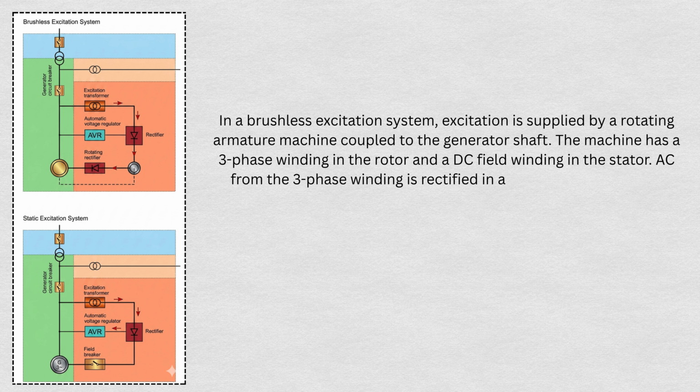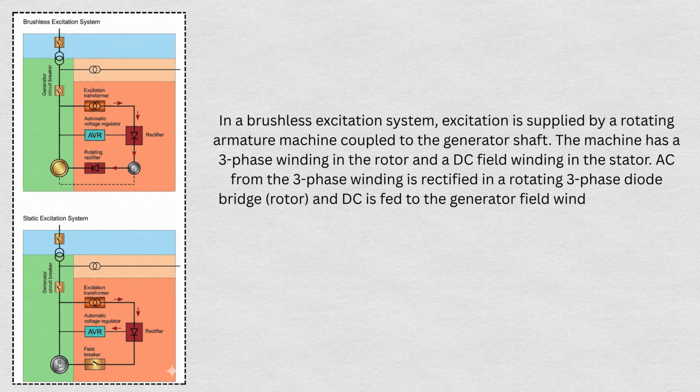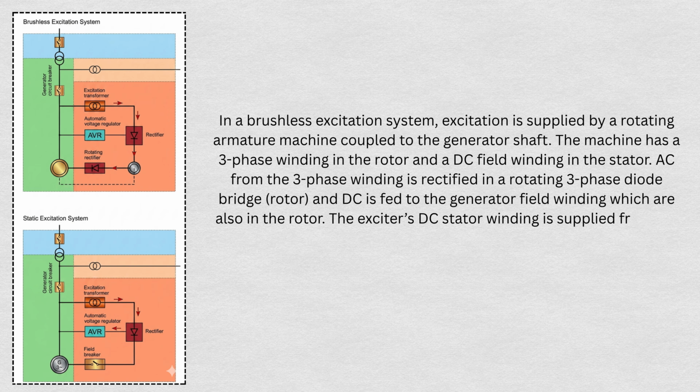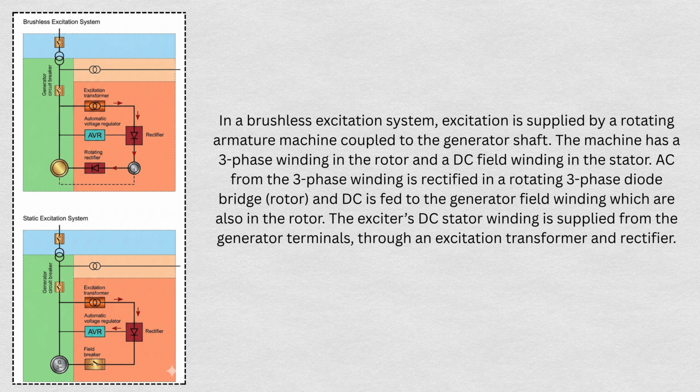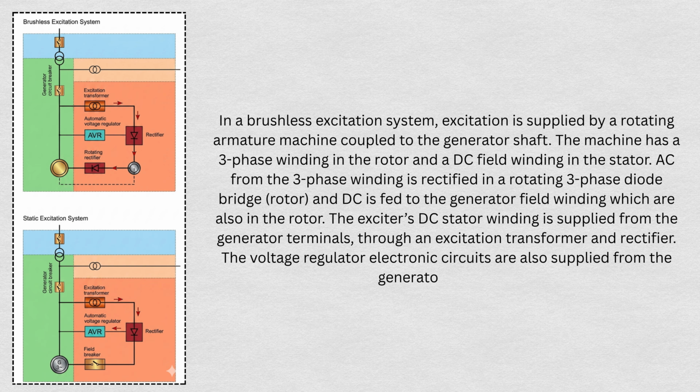AC from the three-phase winding is rectified in a rotating three-phase diode bridge, rotor, and DC is fed to the generator field winding, which are also in the rotor. The exciter's DC stator winding is supplied from the generator terminals through an excitation transformer and rectifier. The voltage regulator electronic circuits are also supplied from the generator terminals.